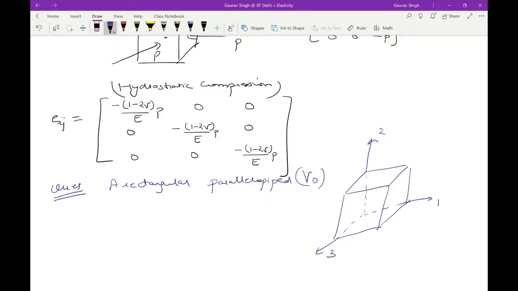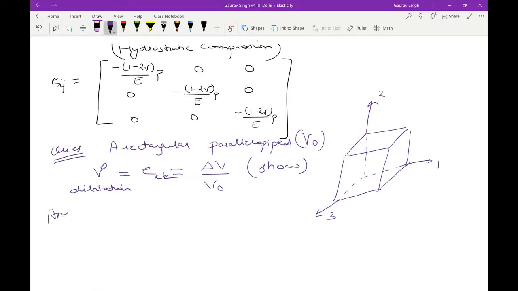Now for small strains, we have to show that the dilatation, or let me use some other fancy expression, e_kk, is equal to the change in volume, which is delta V, by the original volume. So this is something which we have to show. So the dilatation is the change in volume divided by the original volume. So let's see how we can do that. That's the answer or solution. It's the best way.